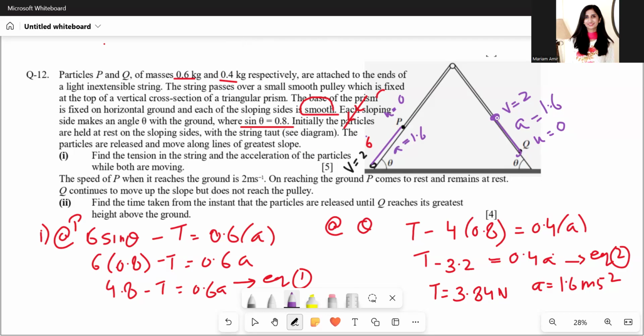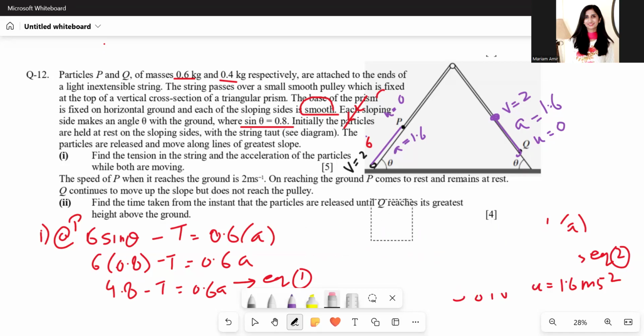On reaching the ground, P comes to rest and remains at rest. Q continues to move up the slope, but does not reach the pulley. Find the time taken from the instant that the particles are released until Q reaches its greatest height above the ground. Okay, so we need the time for Q to reach its maximum height. We'll talk about maximum height in a bit. First, let's find the time that Q will take in this part.